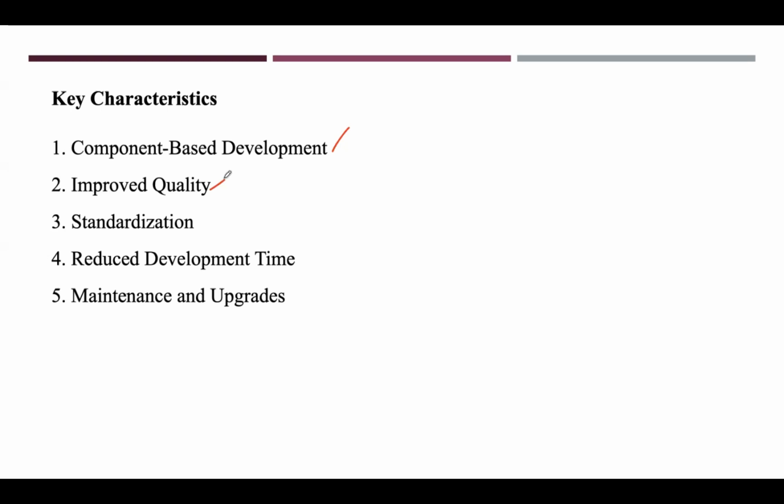Reused components are already well tested, right, in different environments. So as they offer better reliability and performance compared to newly developed code, it actually improves the quality of the new software also. And the quality of the final product benefits from using the mature, stable, and well tested components. Then standardization. By relying on established components and frameworks, software built using this model often follows industry best practices and standards, which leads to more uniform and predictable systems that are easier to maintain.